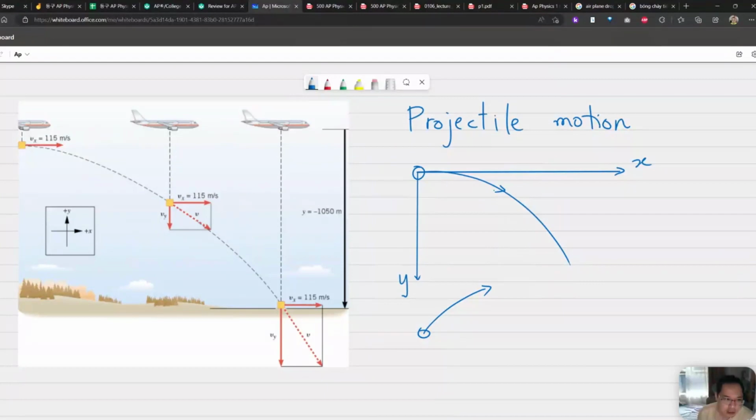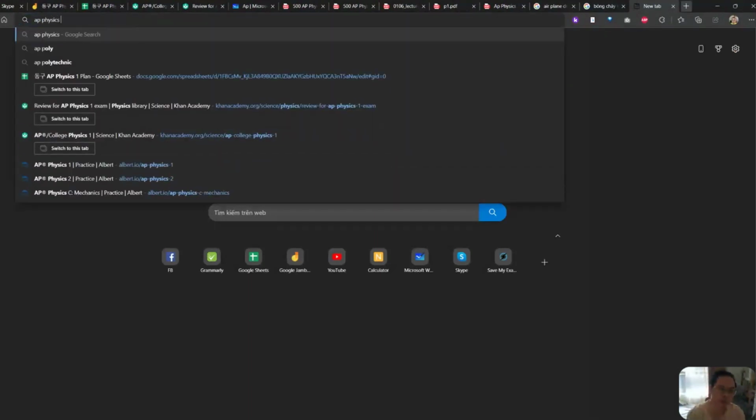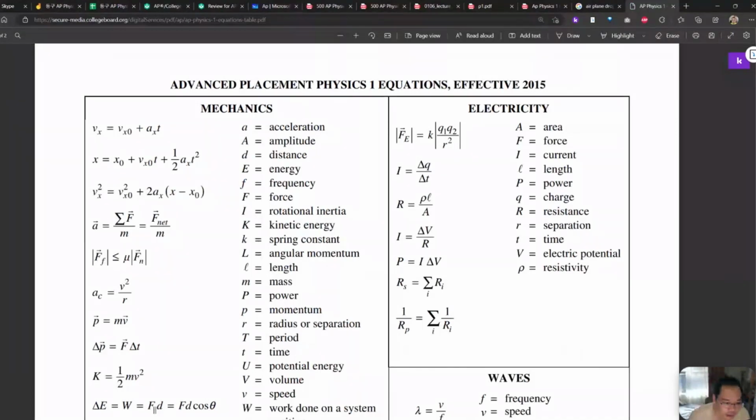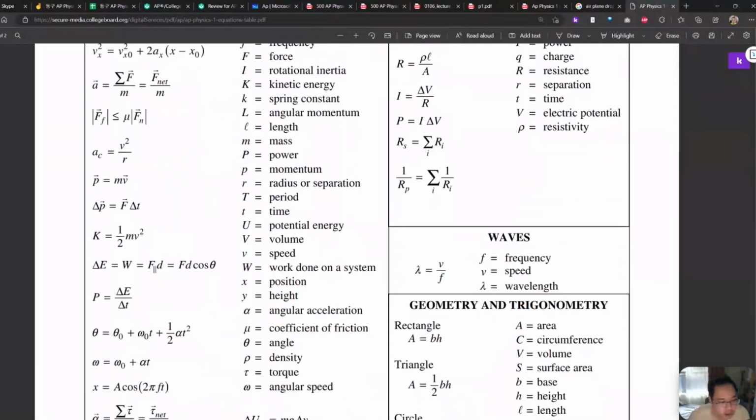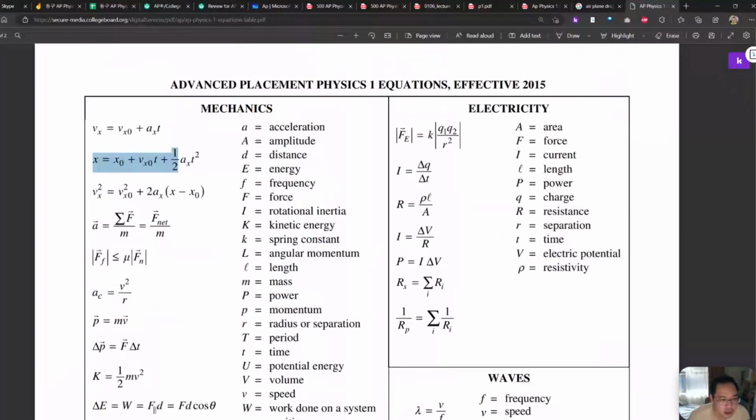To answer this kind of problem, we need to use a series of equations. Let me open the formula booklet that you are allowed to bring to the testing room, AP Physics 1. I'm looking for the equation to solve this problem. This is one of them, but this is for the horizontal component.